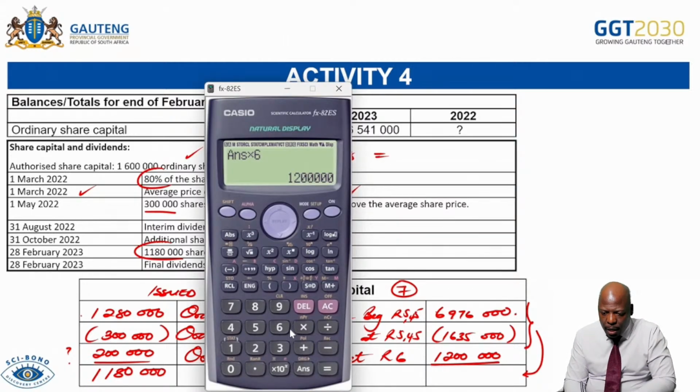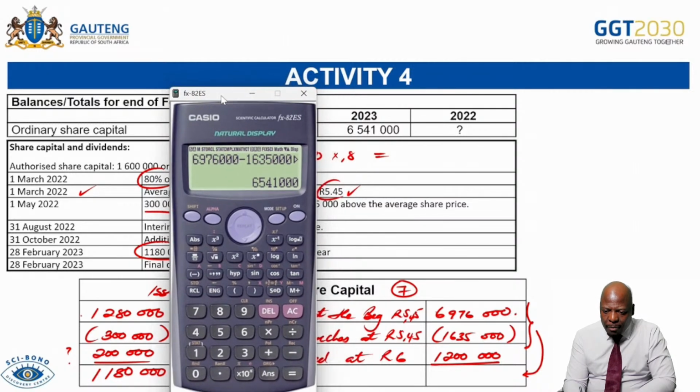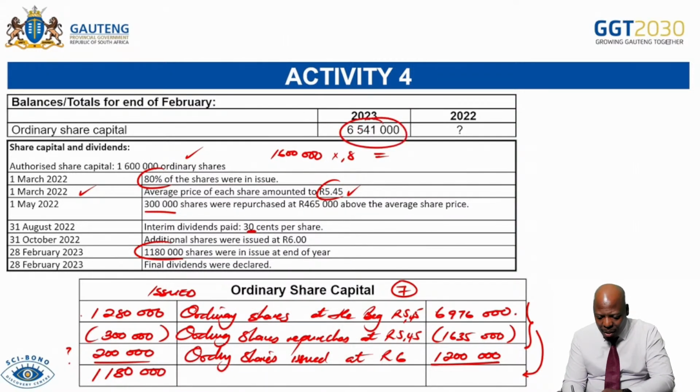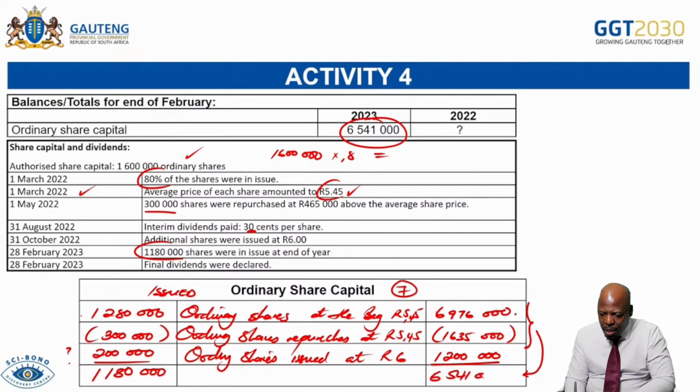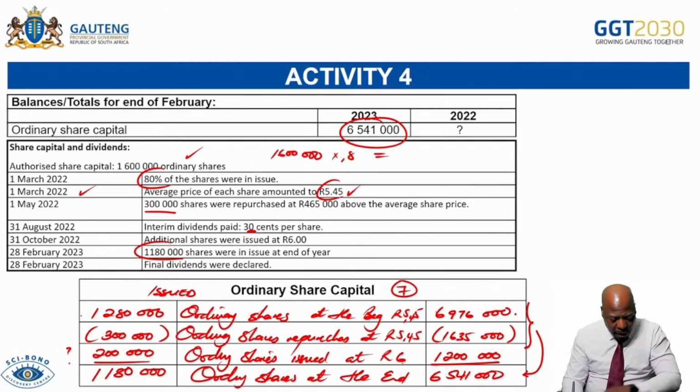And then I'm going to add these coming down. From the top now, 6,976,000, then minus 1,635,000, then I add my 1.2 million. And that's going to give me 6,541,000. Where do you see that one? This one here. So that means our calculations were correct. So I'm going to end up with 6,541,000 there, that is ordinary shares at the end.